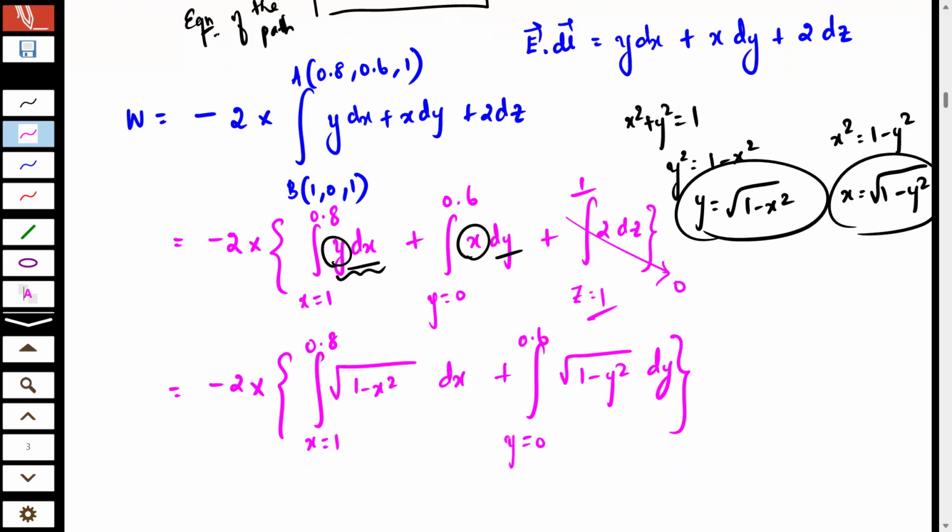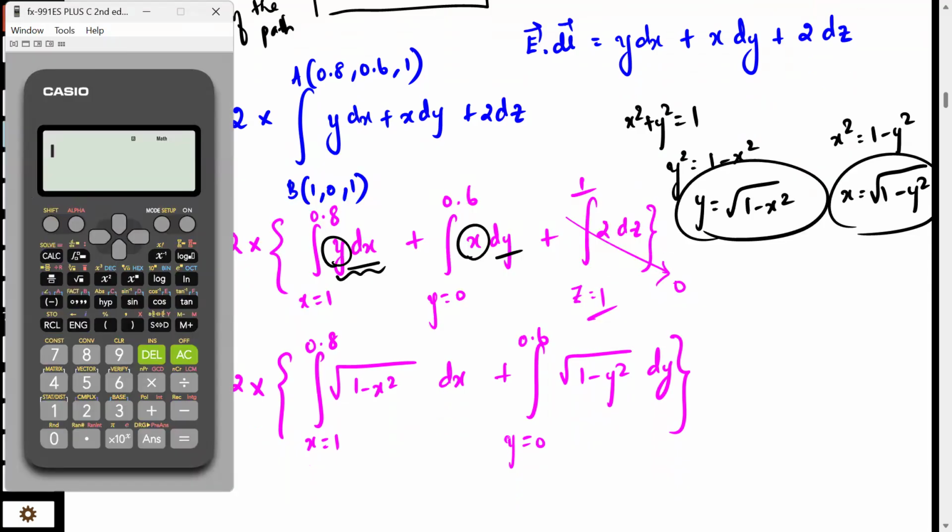So now this can be performed by taking the formula if you know. Otherwise, we can make use of the calculator and perform the integration. You should also know the calculator should be used in the radian mode. So I'm changing the calculator to radian mode.